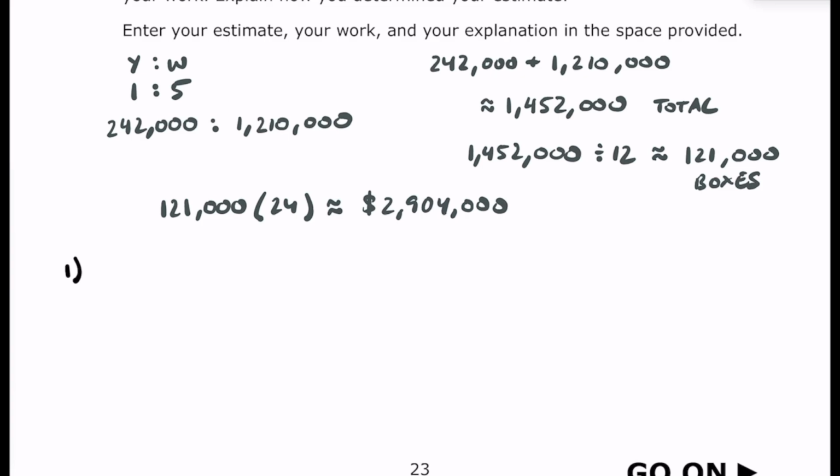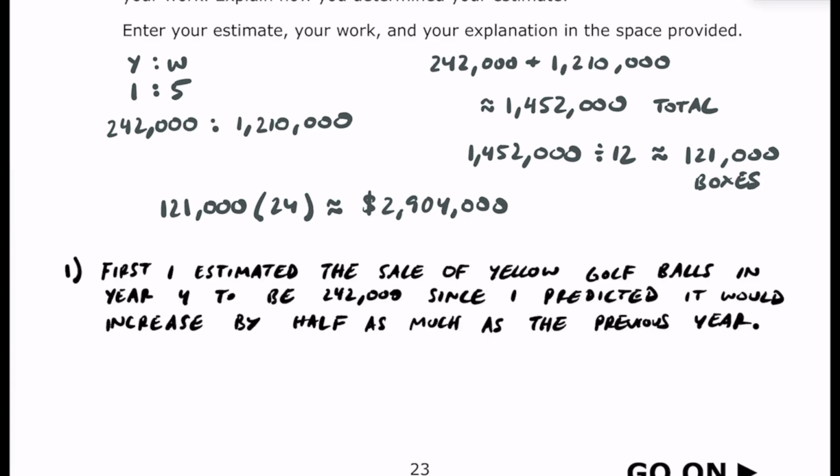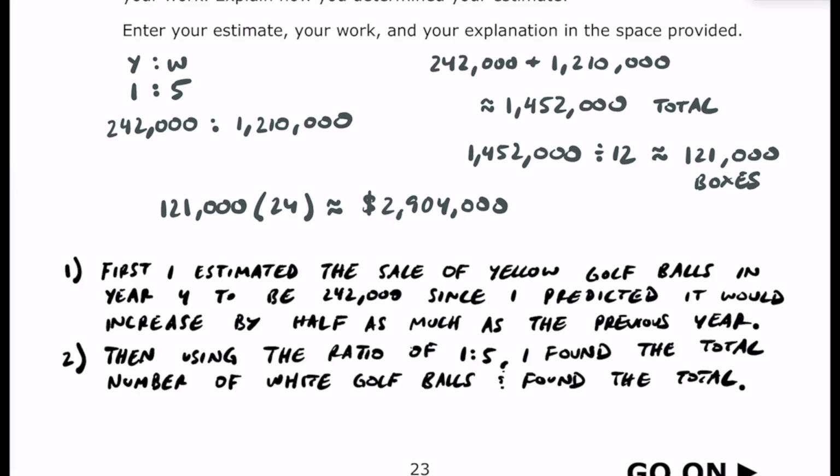So first you could go ahead and start with saying something like, and of course it's easier to maybe type a little bit, but you'd go ahead and say that I estimated the sale of the yellow golf balls in year 4 to be 242,000, since I predicted it would increase by half as much as the previous year. You can also go into more detail about what other things you estimated, in case we did some rounding earlier.